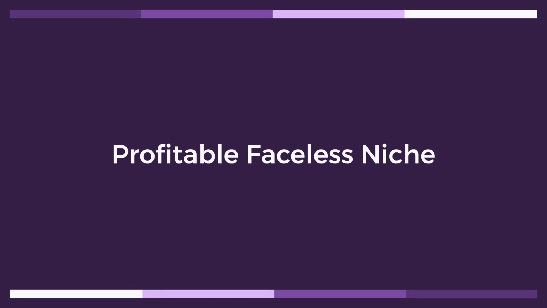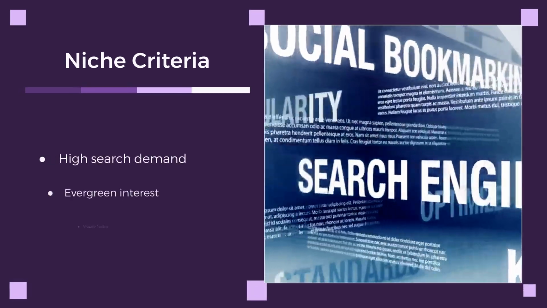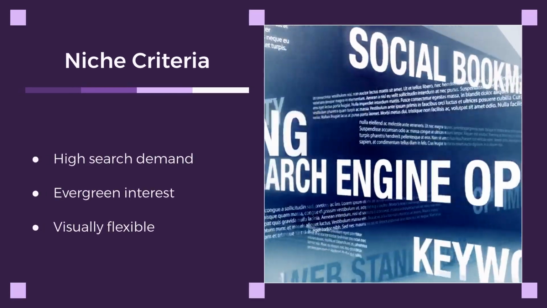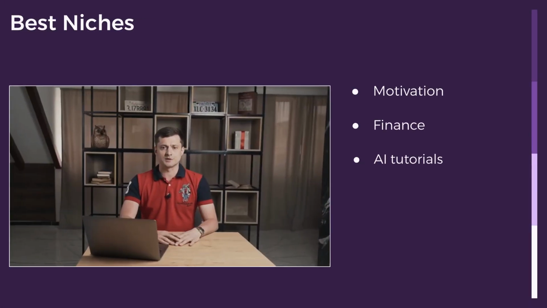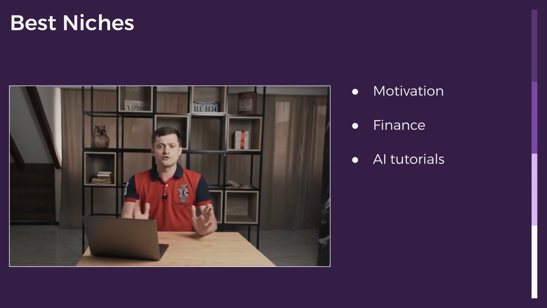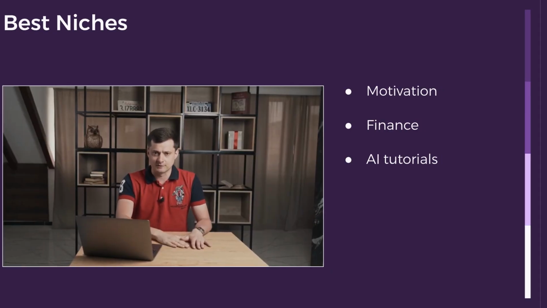Your first decision is your niche, which determines how quickly you grow. You want a niche with high search demand, evergreen interest, and content that AI can support visually. Some of the best faceless niches include motivational, business, AI tutorials, and productivity tips. ChatGPT can also help you find ideas.